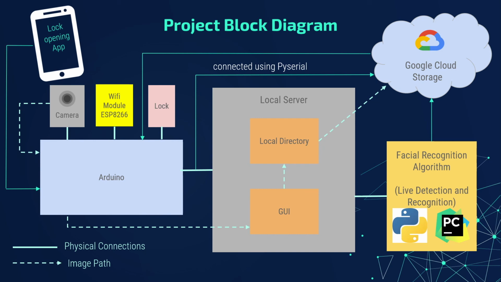This is our overall project block diagram. On the left, you can see the camera, the Wi-Fi module ESP8266, and the Arduino lock, all connected to the Arduino. We prefer to use the Arduino Uno, which is connected to our local server, which is our local laptops or desktops, where we have our local directory and a graphical user interface, a GUI.